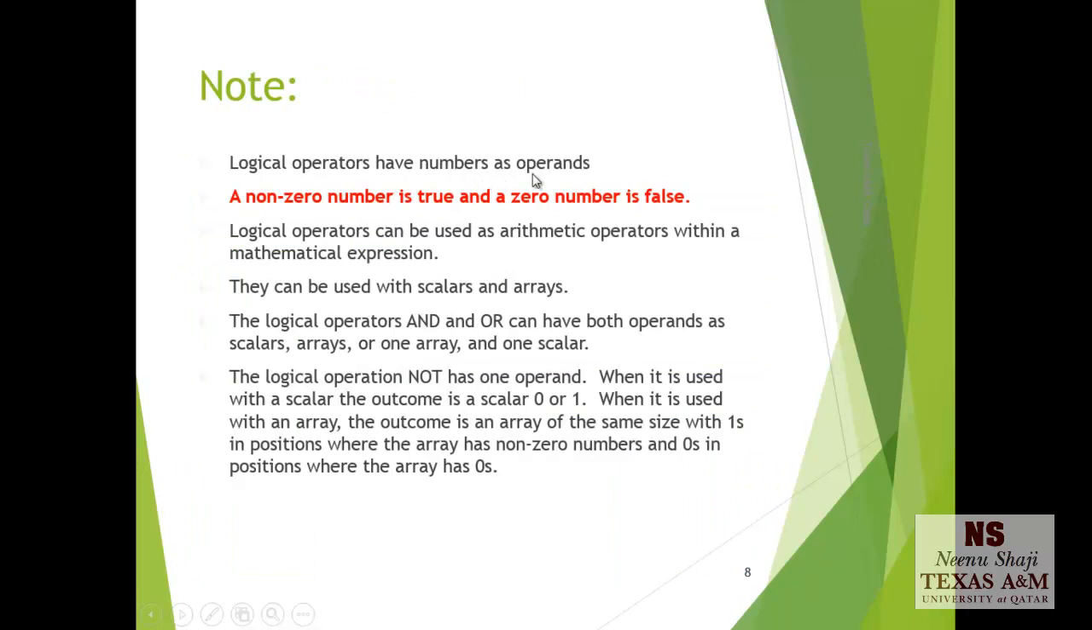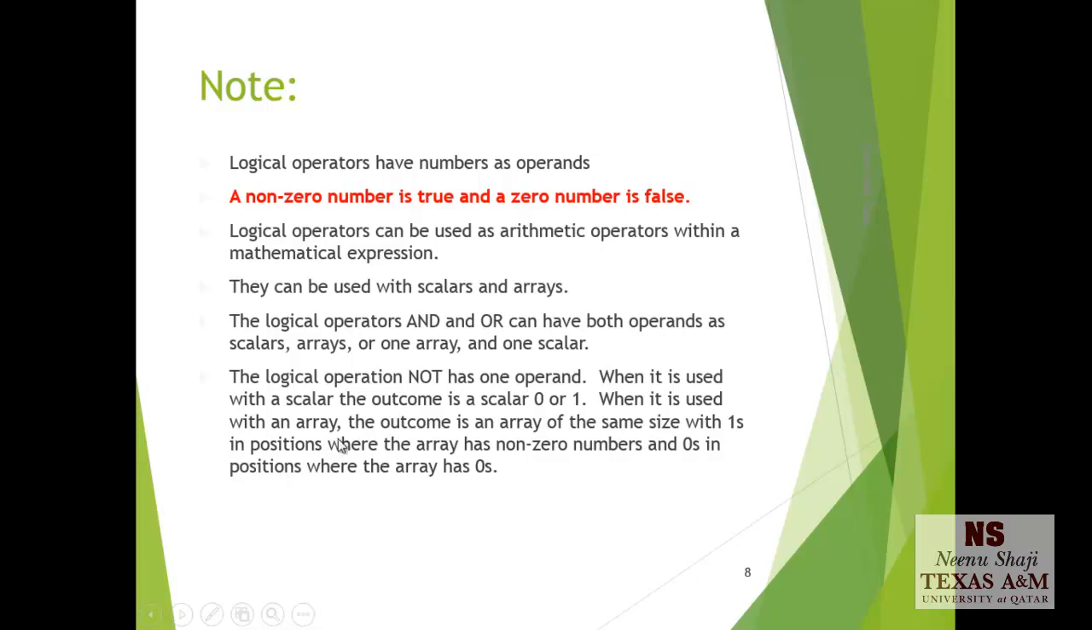Logical operators have numbers as operands. A non-zero number is true and a zero number is false. Logical operators can be used as arithmetic operators within a mathematical expression. They can be used with scalars and arrays. The logical operators AND and OR can have both operands as scalars, arrays, or one array and one scalar. The logical operation NOT has one operand. When it is used with a scalar, the outcome is a scalar 0 or 1.